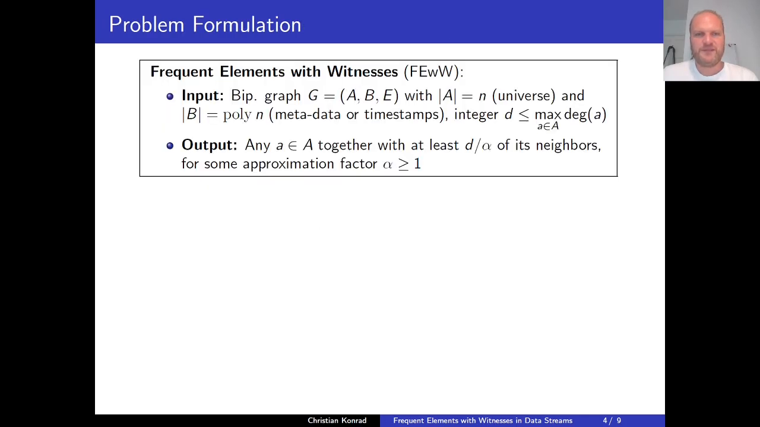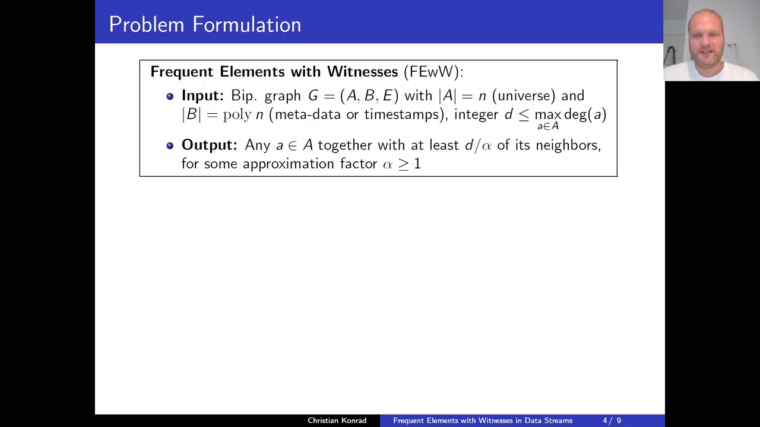Okay, so this brings me to the more precise problem formulation that we study. So we define the frequent elements with witnesses problem as follows. We model the problem with a bipartite graph. The A vertices correspond to the universe of elements. So in the previous example, this would be the colors. And the B vertices would correspond to the metadata or the timestamps. And we assume for simplicity that the size of B is polynomial in n.